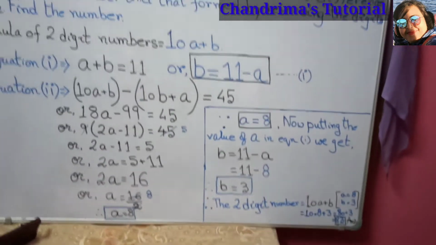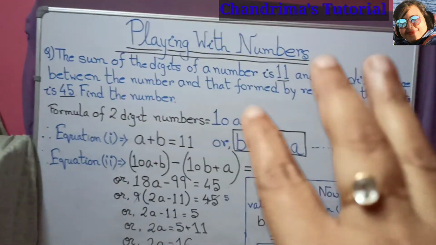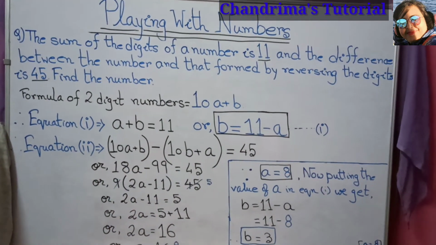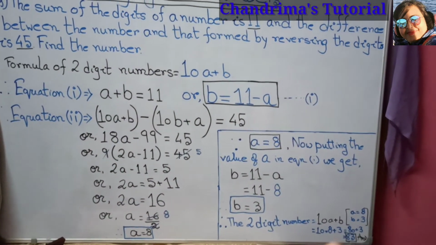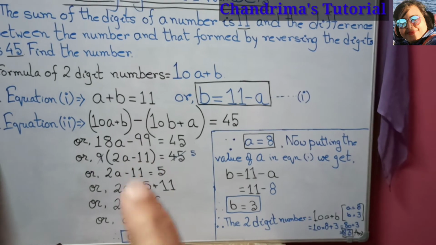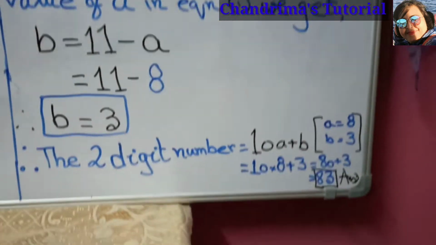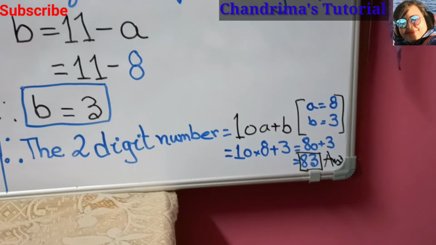So finally, by solving according to the problem, deriving from the two equations, we finally got the value that the 2-digit number is 83. Okay.